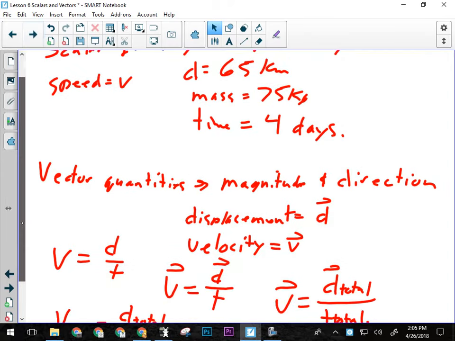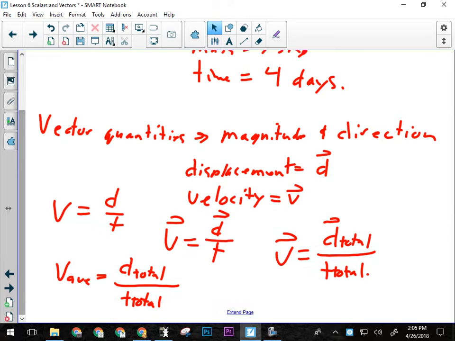Right, vector quantities, things like displacement, like velocity. We talked about these formulas here. v equals d over t. Speed is distance over time. v equals d over t with the arrows. That's velocity is displacement over time. And if we're talking about averages, it's total over total, for both.